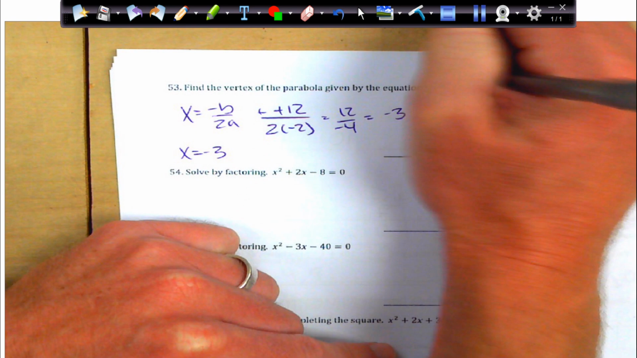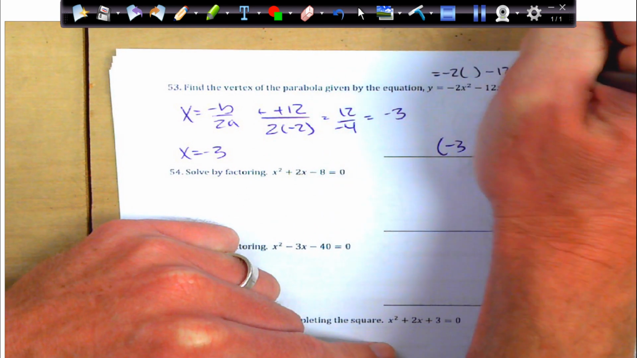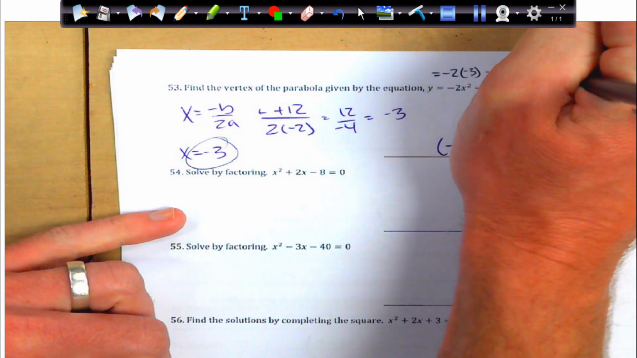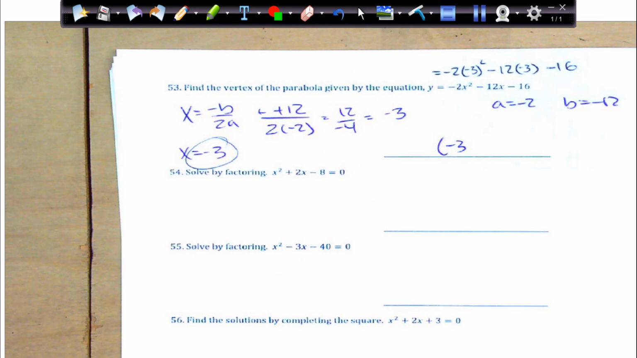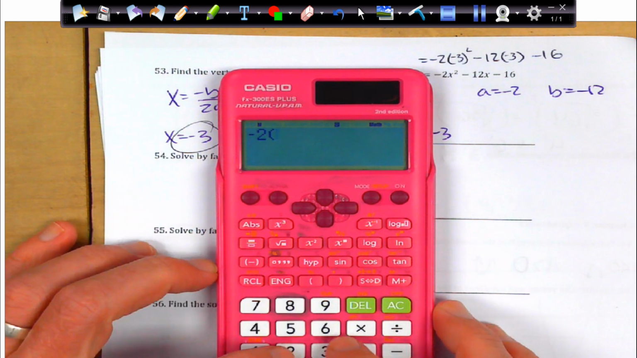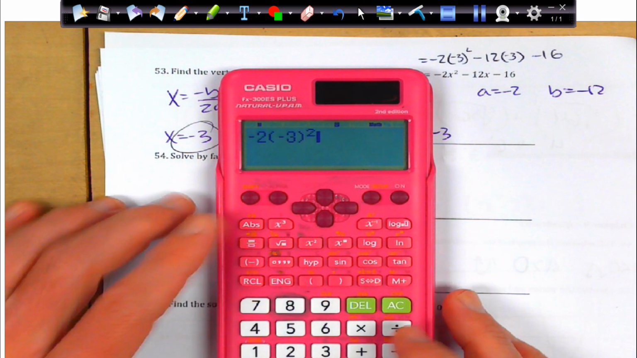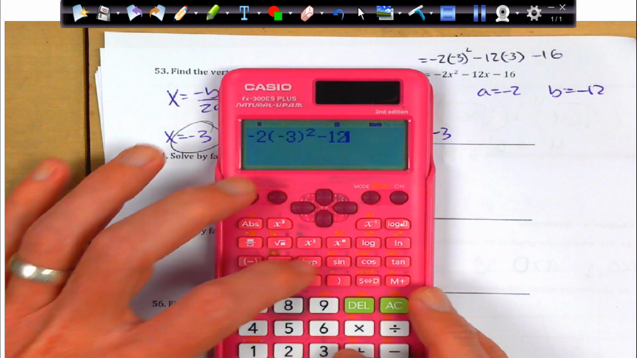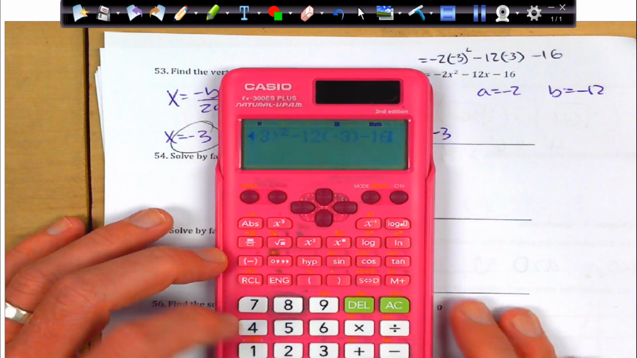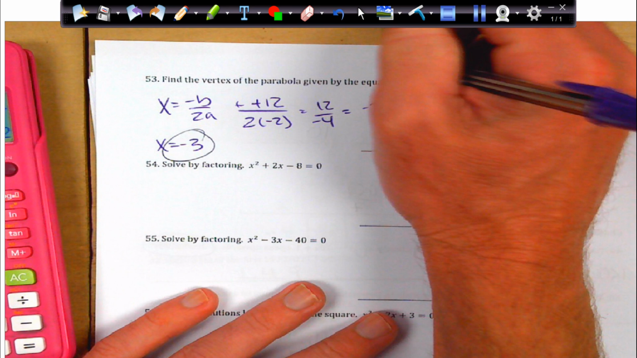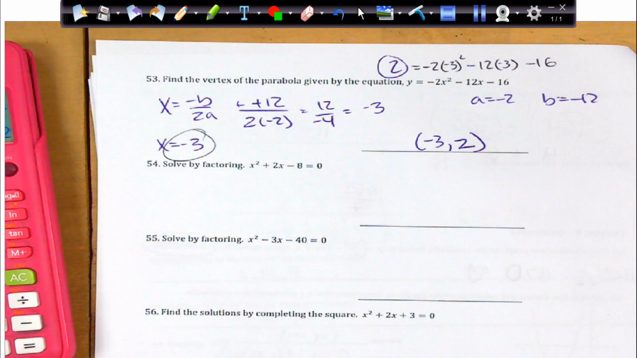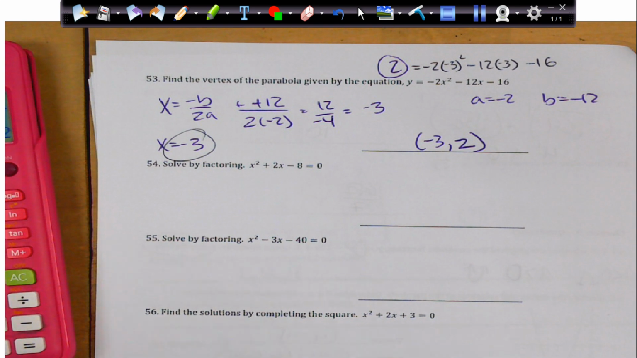So we're going to get negative 2 parentheses, minus 12 parentheses, minus 16. We're going to plug that negative 3 right in there and evaluate. And we can evaluate that pretty easily. We go negative 2 parentheses negative 3 squared. Again, use those parentheses. Minus 12 parentheses negative 3 parentheses and minus 16. And I get 2. So negative 3, when I plug negative 3 into the function, I get 2. And there it is.